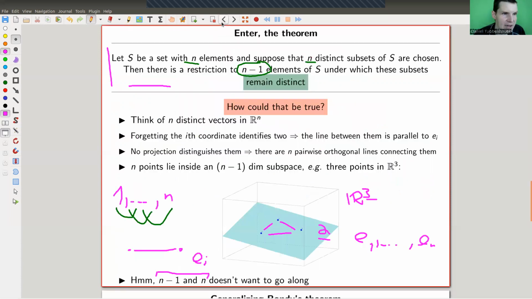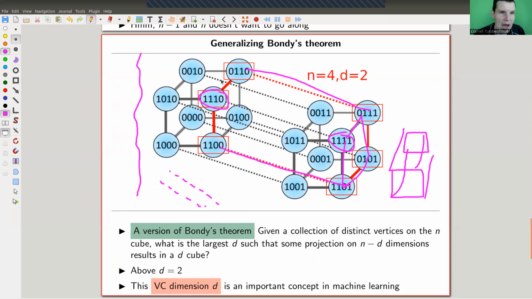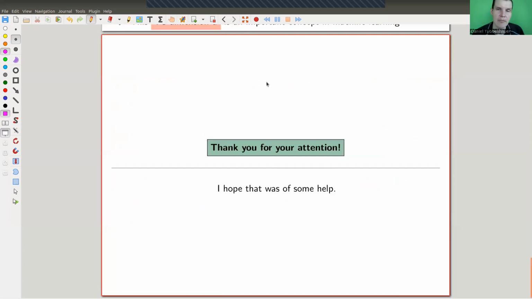So the restriction here is that I always have n and n points. You don't need to do that. So here I had n equals 4, and I've chosen 6 points. So that's not the same, and you can vary the question a lot. And you get some very interesting combinatorics, always based on this pretty crazy observation actually of Bondi's theorem.